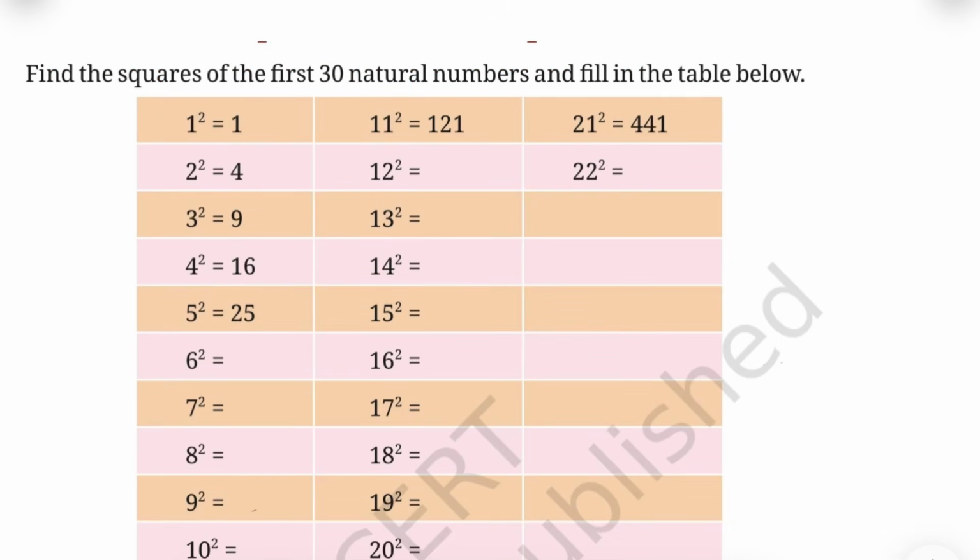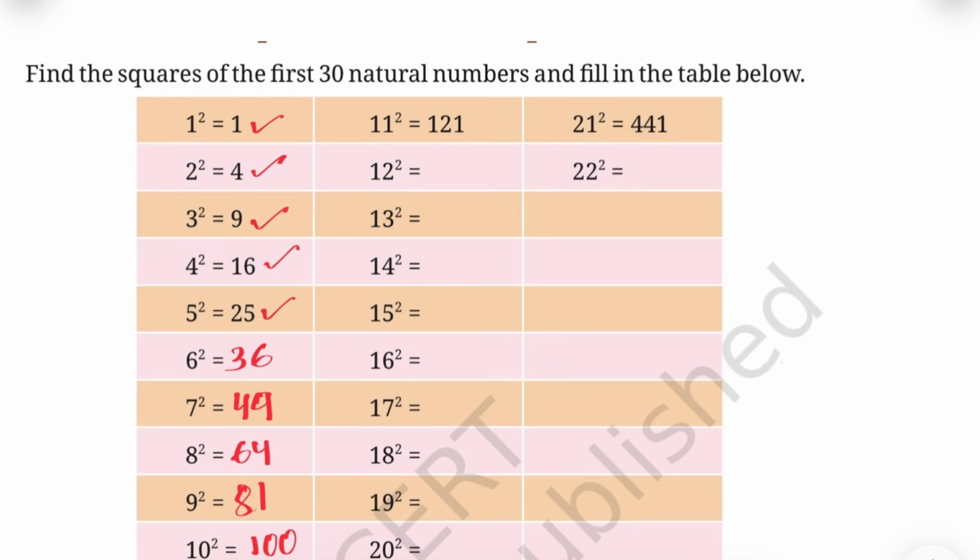Now let us complete this table. 1 square equals 1 into 1, 1. Square of 2 will be 2 into 2, 4. Square of 3 is 3 into 3, 9. Square of 4 equals 4 into 4, 16. Square of 5, that is 5 into 5, 25. Square of 6, 6 into 6, 36. And if we continue, we'll get square of 7 as 49. 8 square equals 64. 9 square equals 81. 10 square equals 100.